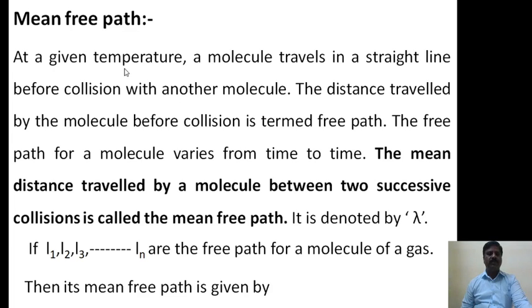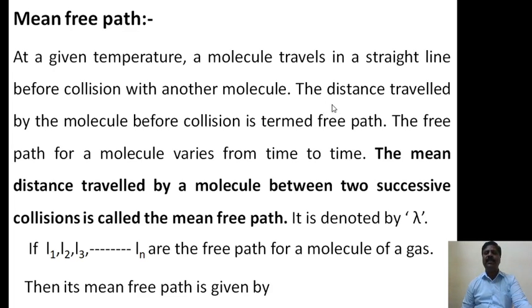Now this session starts with the mean free path. Here, at a given temperature, a molecule travels in a straight line before collision with another molecule. The distance traveled by the molecule before collision is termed the free path. The distance depends on the temperature. The distance a molecule travels in a straight line before collision with other molecules, with no other molecule in that distance, is called a free path.